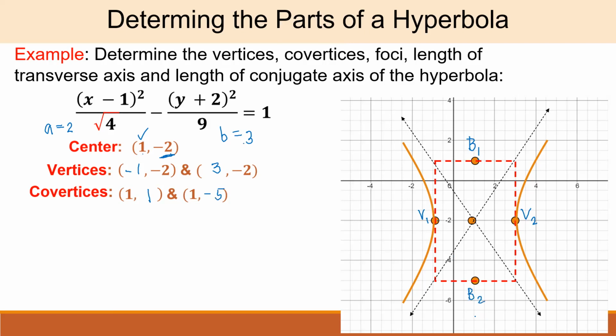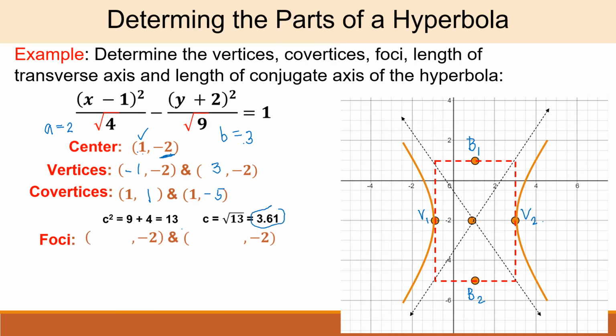Now what about our foci? These foci are collinear with the vertices along the horizontal transverse axis. So we identify our c by adding the 4 and 9. 4 and 9 is 13. So the square root of 13 is what we need, approximately 3.61, which is more useful for sketching the graph. So 3.61 is what we add and subtract.